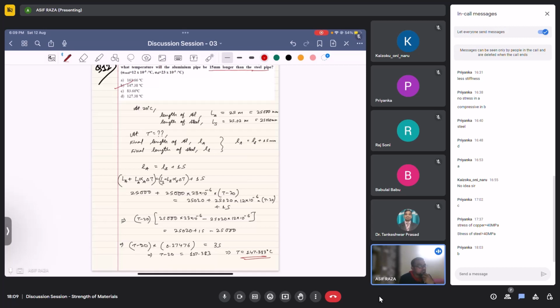I think a lot of questions have been discussed which would help you all to solve the assignment problem, and the gist is that the assignment for the current week pertains to thermal expansion. So L alpha delta T is the elongation, and E alpha delta T is the thermal stress.